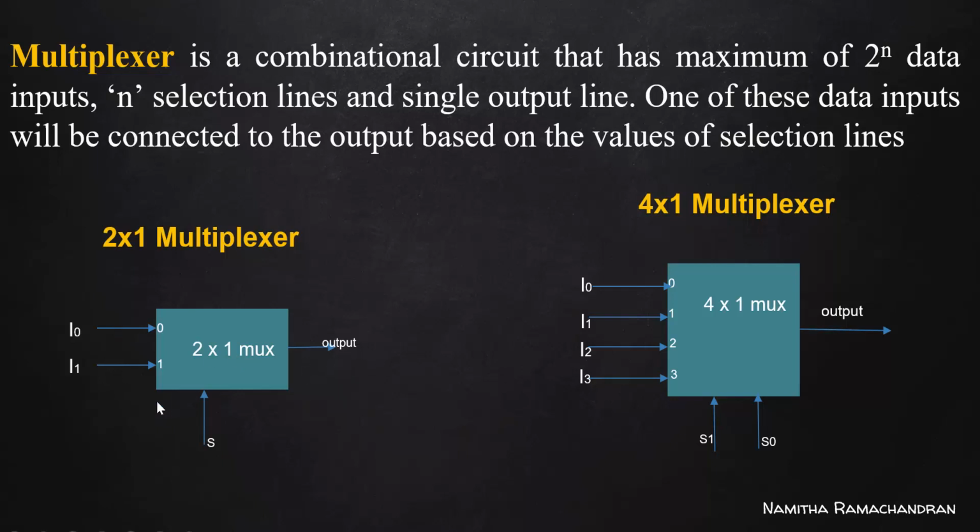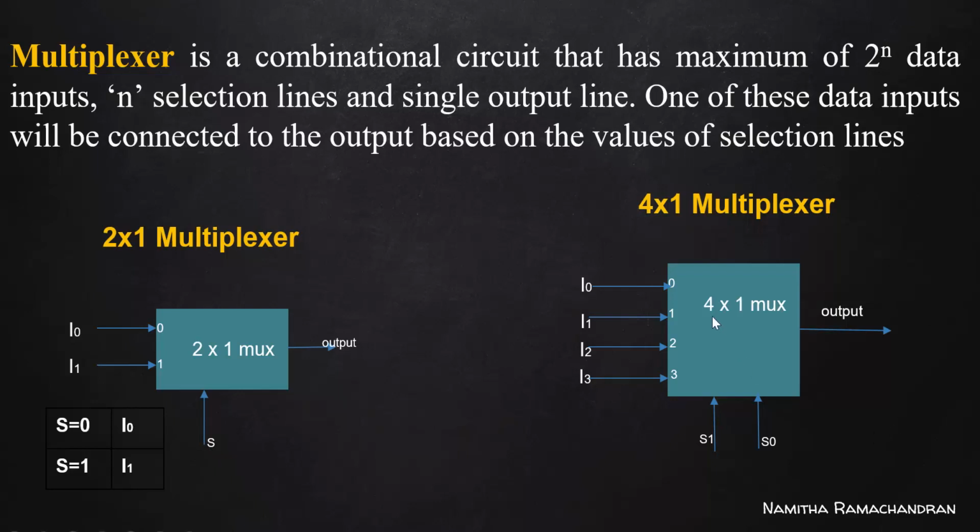output line. That is, if the selection line value is equal to 0, then we can pass or connect this input 0 to the output line and block this input 1. And if the selection line value is equal to 1, we can connect or pass this input 1 to the output line and we can block this input 0 at that time. At a time, we can pass only one of the inputs to the output line. And this passing is based on the current value of our selection line.